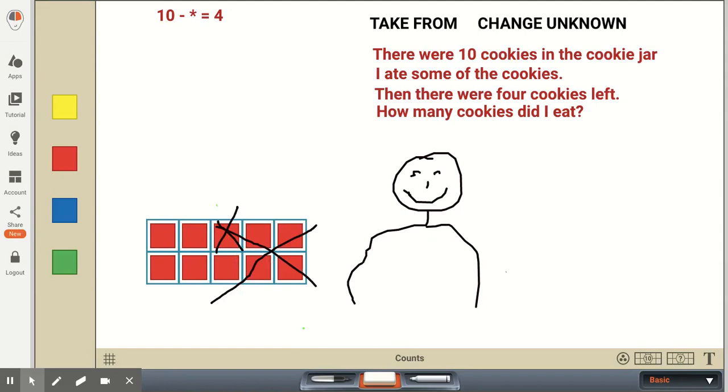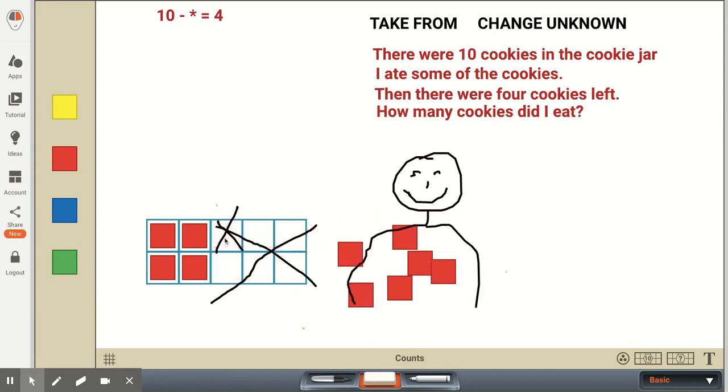Or if students were using actual manipulatives, instead of crossing out, what they may do is take each of these tiles that are representing our cookies and move them over. And with the actual tiles, they can see that they're leaving 4 cookies in the cookie jar. And how many did they eat? And if they need to count them, they can count them. And if they order these so that they don't miss any at all, they can count them 1, 2, 3, 4, 5, 6.